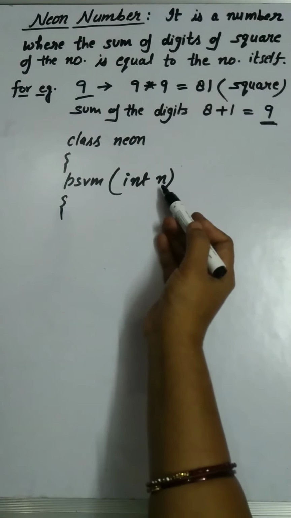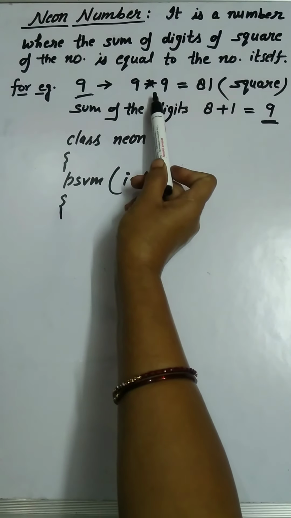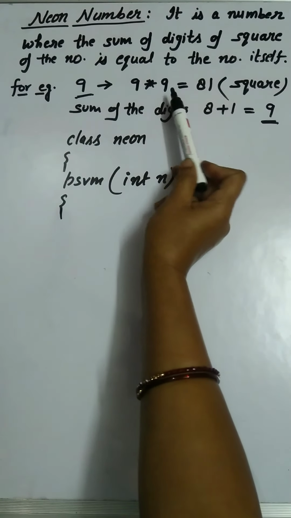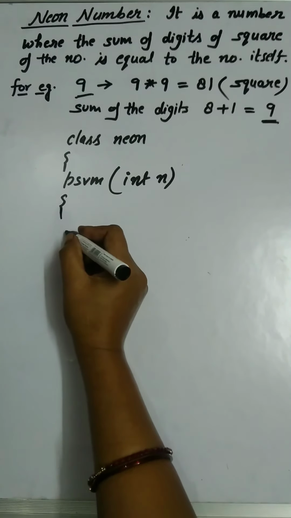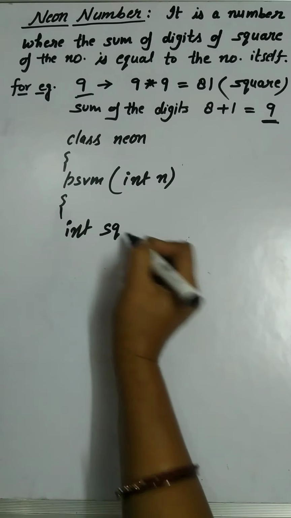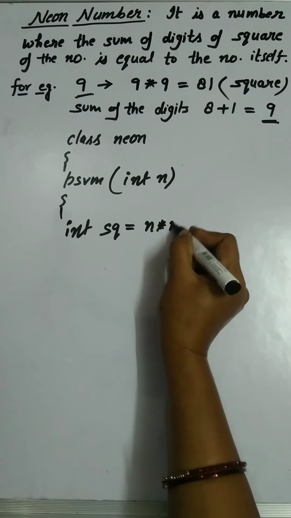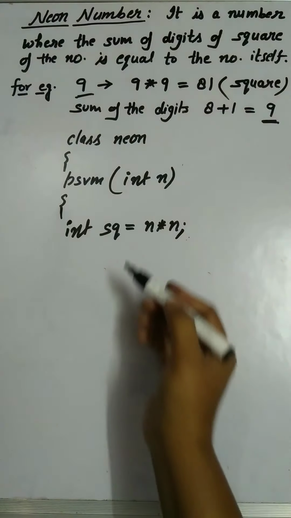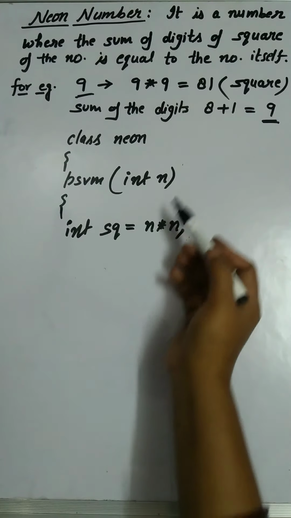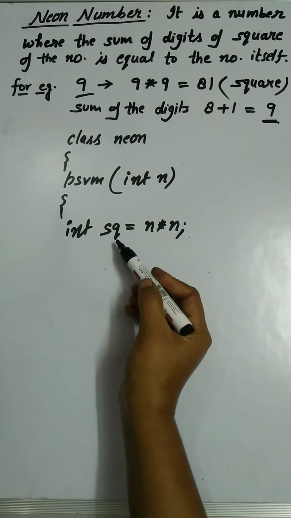After taking int n, first of all we need the square value of n. Here suppose n is 9, so we need the square value of 9. So what you do? Here I am taking a variable, int sq, for square. sq is equal to n into n. According to this, you find the square of the n number. Okay, the square value is stored in the sq variable.